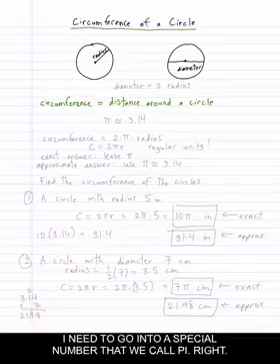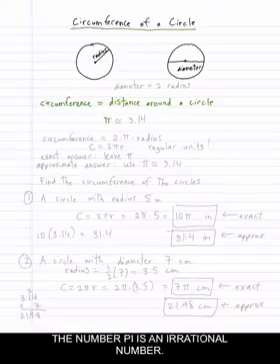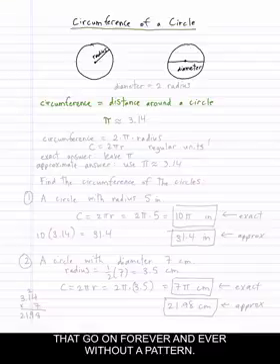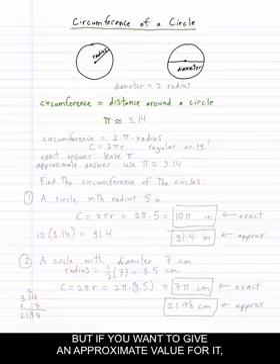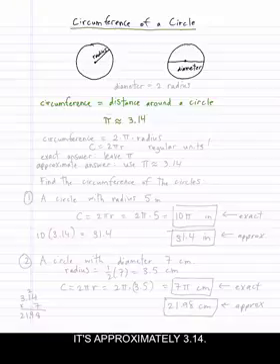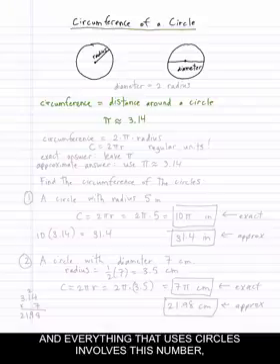go into a special number that we call pi. Right? The number pi is an irrational number. That just means that it has decimals that go on forever and ever without a pattern. But if you want to give an approximate value for it, it's approximately 3.14. This number is very, very famous in math, and everything that uses circles involves this number pretty much.